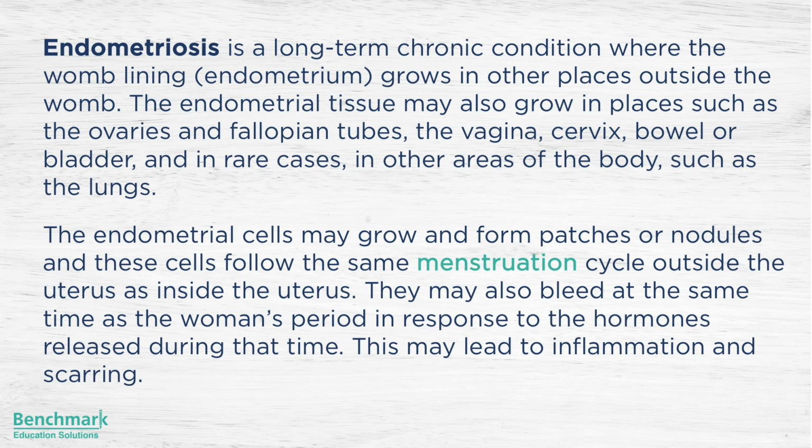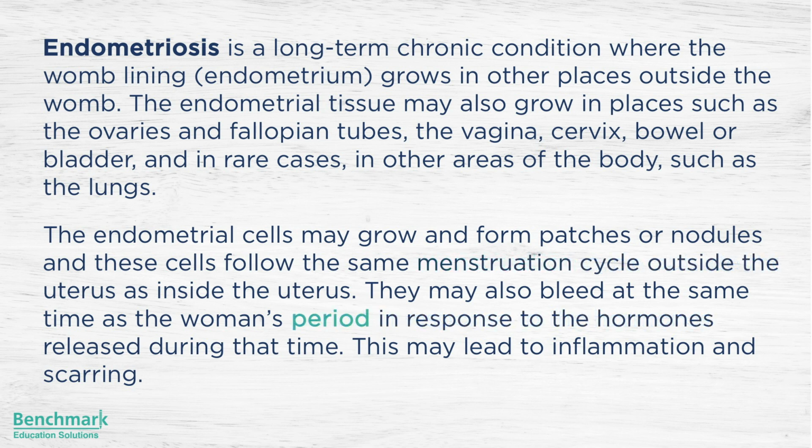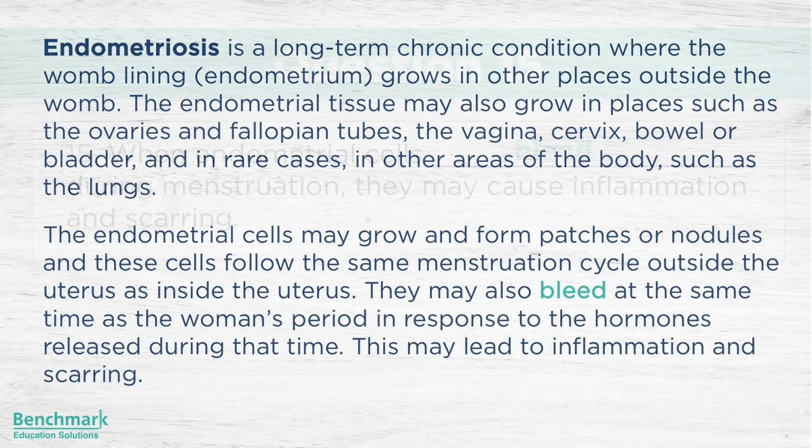Here, the word menstruation is used, but it refers to the entire cycle and doesn't answer the question. In the same paragraph, you'll see a synonym for menstruation, period. Read on, and you will see the words lead to inflammation and scarring. This means the same thing as to cause inflammation and scarring. So what happens to the endometrial cells that cause inflammation and scarring? The answer is bleed.